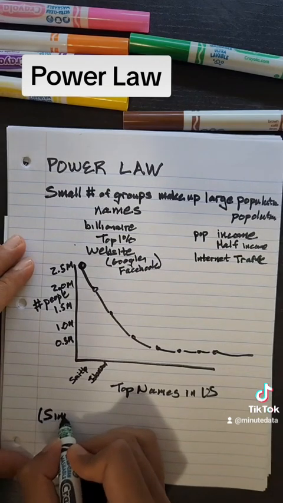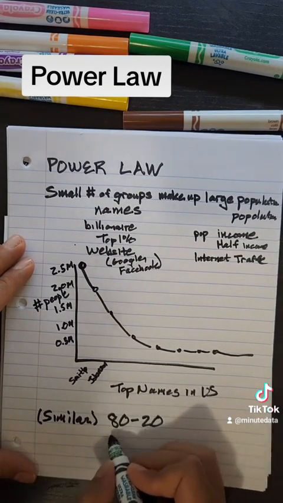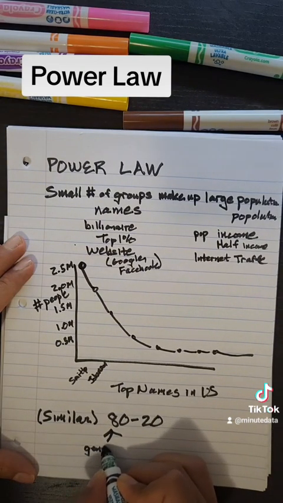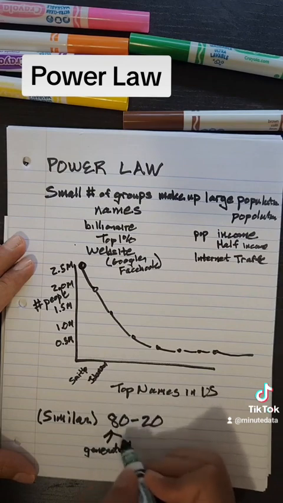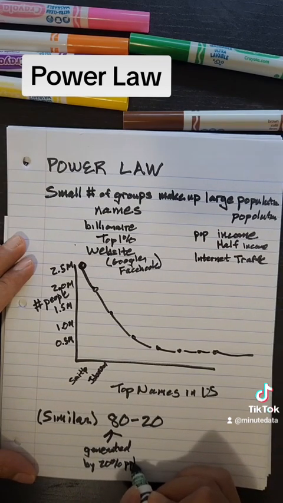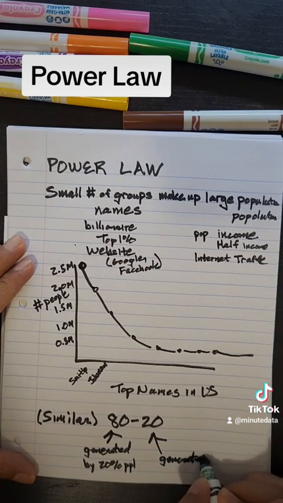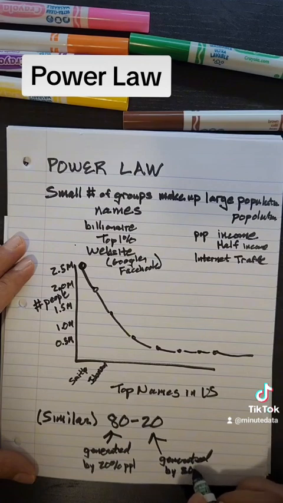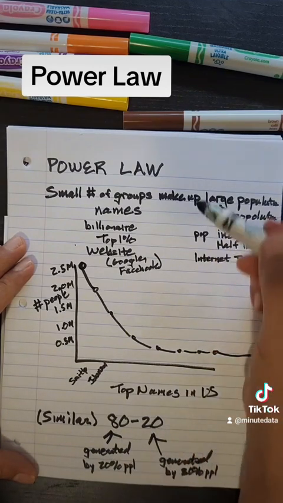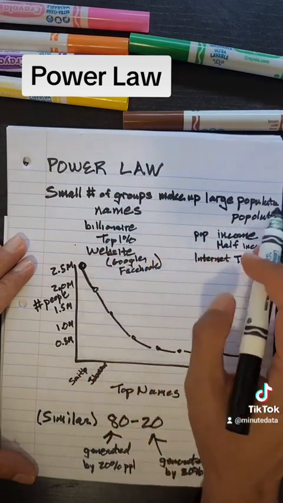So, a similar idea is like 80-20, where 80% of the values is generated by 20% of people, whereas 20% of values is generated by 80%. The actual thresholds vary. I think the more generic phenomenon is this power law, where a small number of groups makes up a large population of the values.